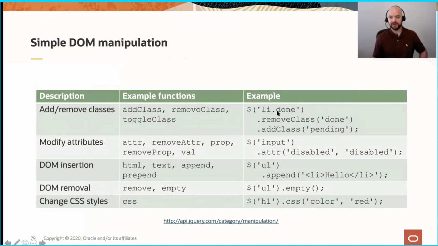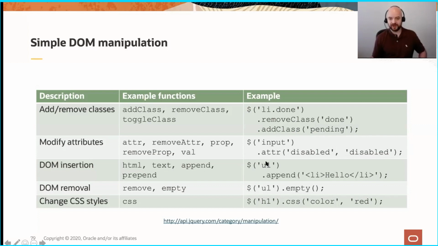In the example here, I'm removing a class done, so that's what I actually targeted, and then adding a class pending. In the next example, I'm using attr to manipulate the attributes of the element. So when you pass 2 parameters, this acts as a setter. So I'm setting disabled to disabled, which may look a little weird, but this is how Booleans work in HTML. If you just pass a single parameter, it acts as a getter, and it would return the current value of the attribute. For DOM insertion, we have a number of options.